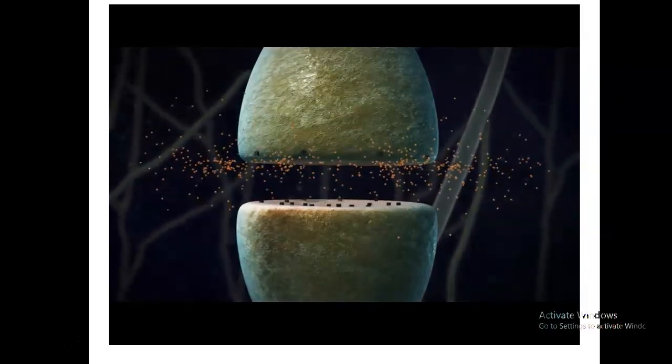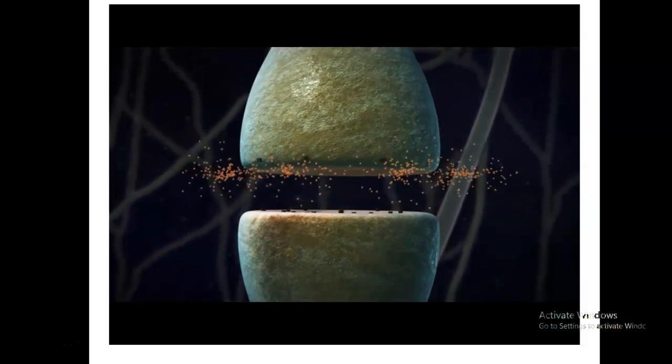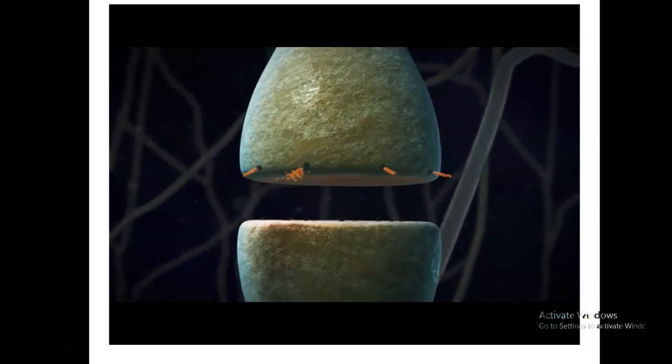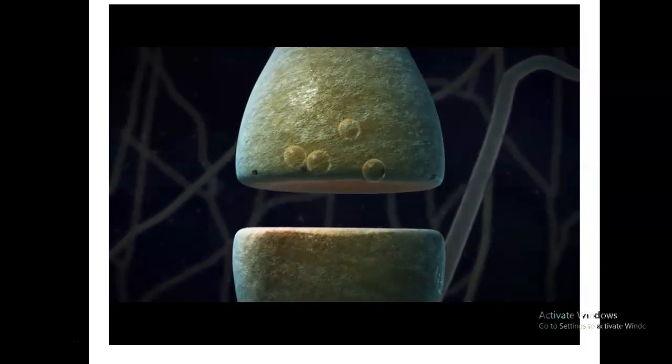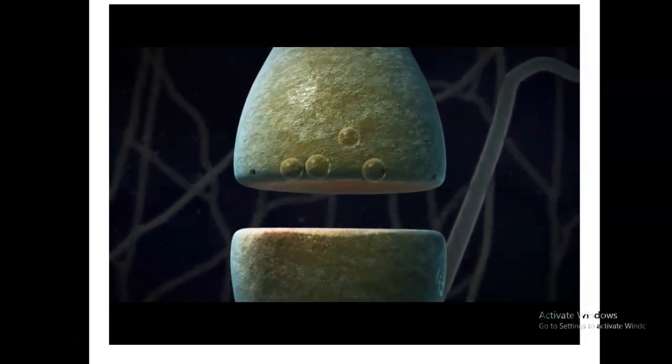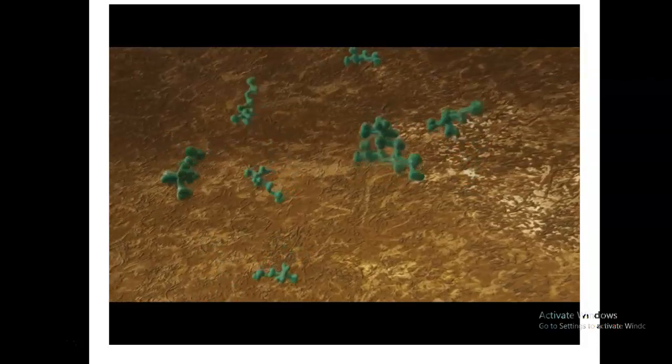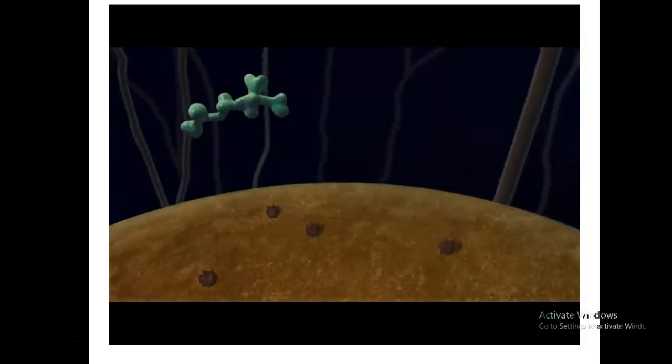An action potential causes voltage-gated calcium ion channels to open in the presynaptic terminal. The influx of calcium ions prompts synaptic vesicles to release neurotransmitters via exocytosis. This neuron is releasing acetylcholine. The neurotransmitter quickly diffuses across the synaptic cleft.